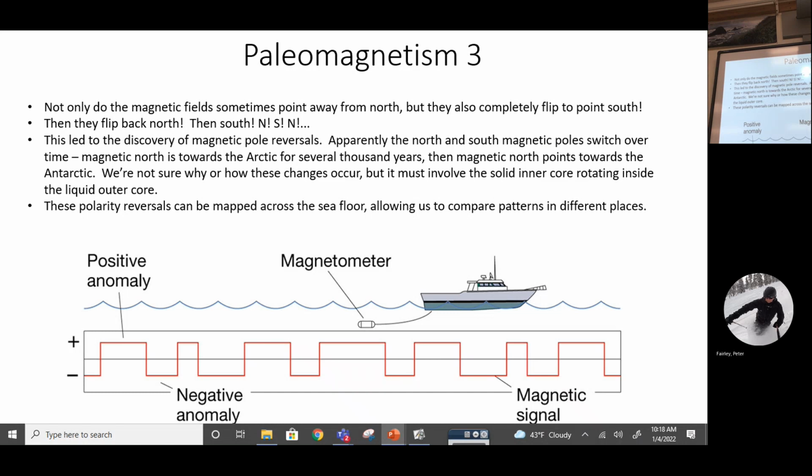So not only do magnetic fields sometimes point away from north, but they also completely flip from north to south, then back to north, then back south, then north again. Not sure exactly why or how this happens, but we do know that it does happen. We call it a magnetic pole reversal. Apparently, the north and south magnetic poles switch over time. Magnetic north is towards the Arctic for several thousand years. Then, for a couple thousand years, magnetic north is now towards Antarctica. And then it flips and points to the North Pole again.